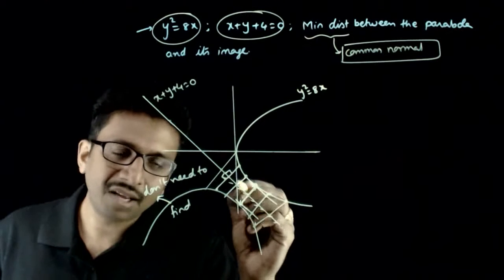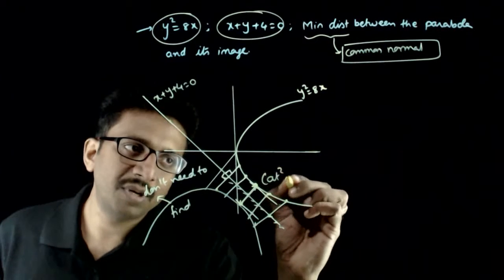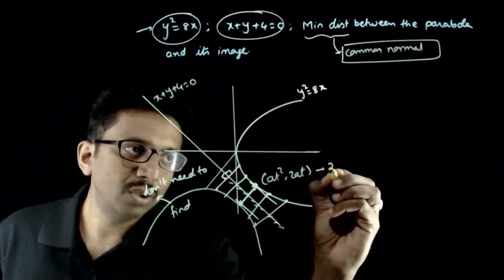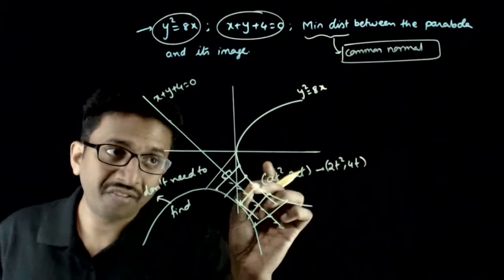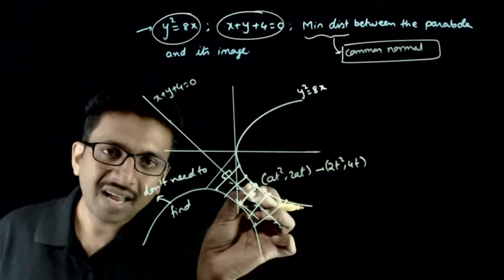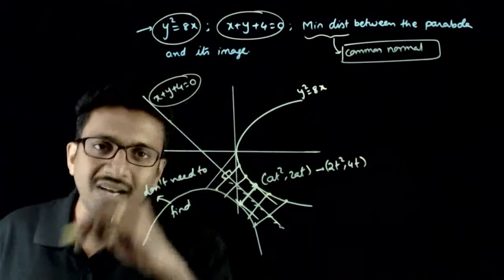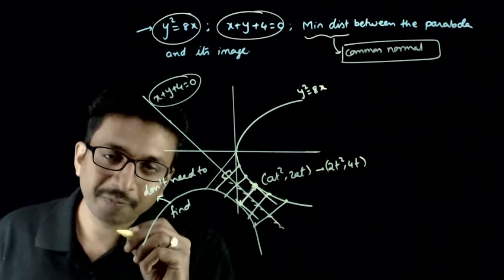I'll have to have a common tangent. So let this point be at squared comma 2at. That is, a is 2 here. So 2t square comma 4t. That's a point on this parabola. Now the tangent at this point has to have the same slope as this line. That is the condition which ensures that you have a common normal there.